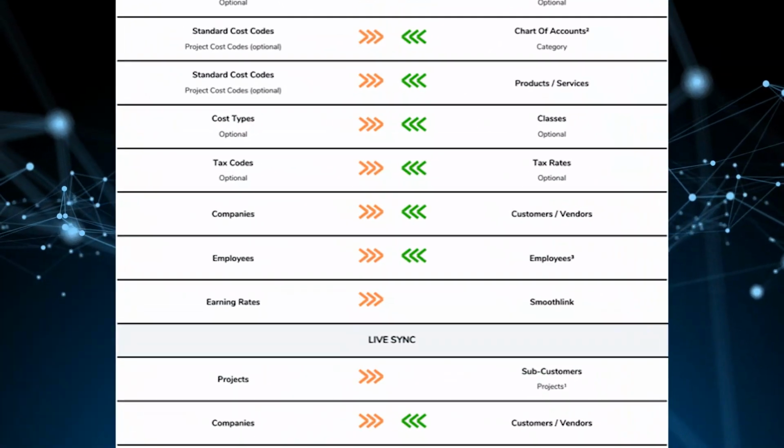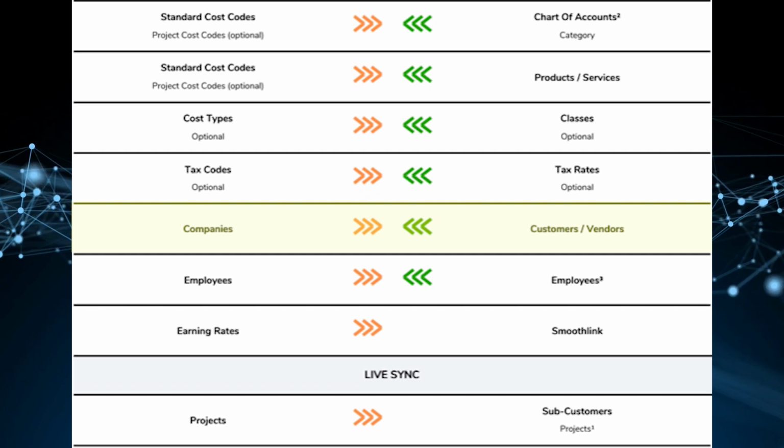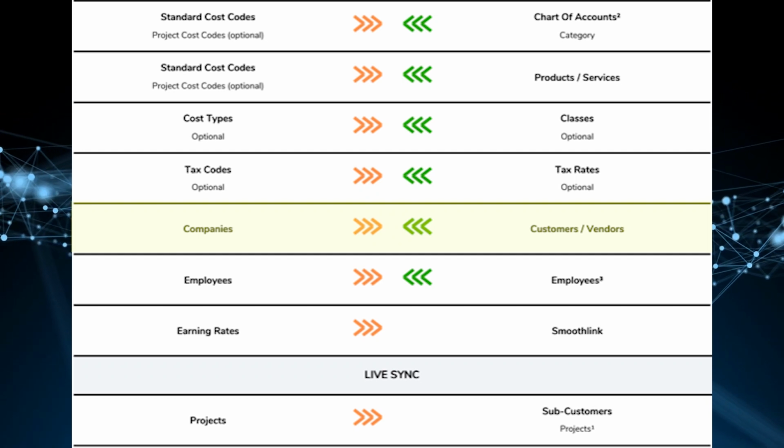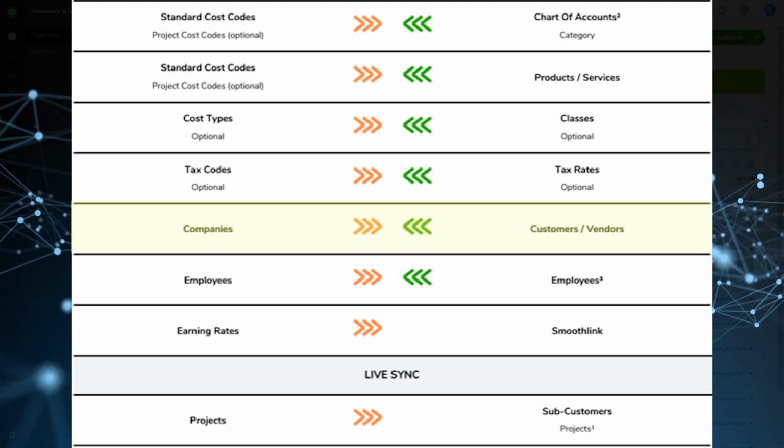Procore companies will map to QuickBooks as customers or vendors. Note that QuickBooks distinguishes between customers, who are on the sales side, and vendors, who are for purchasing from. We will differentiate this by adding a tag to the company in Procore.